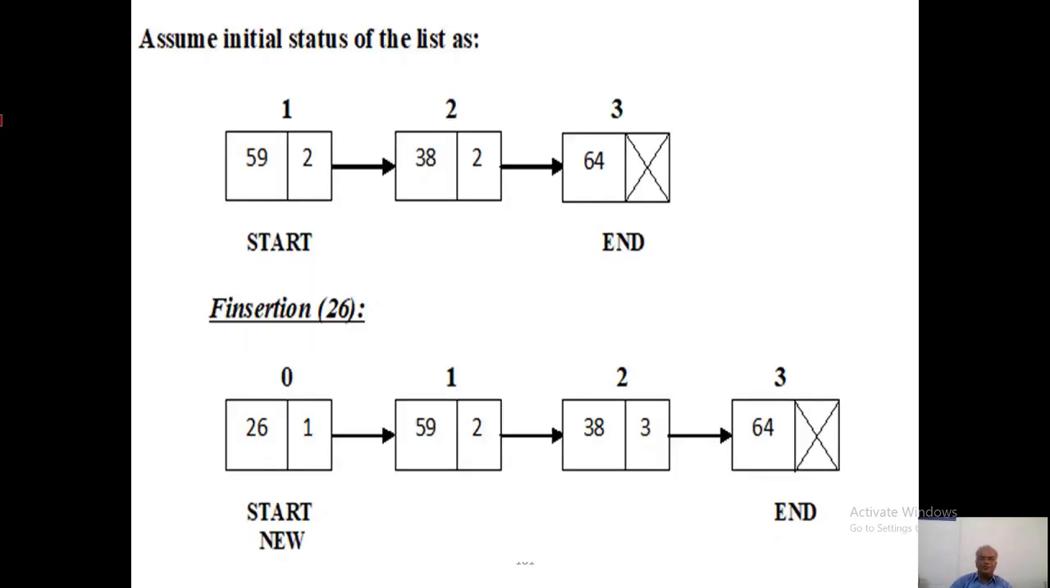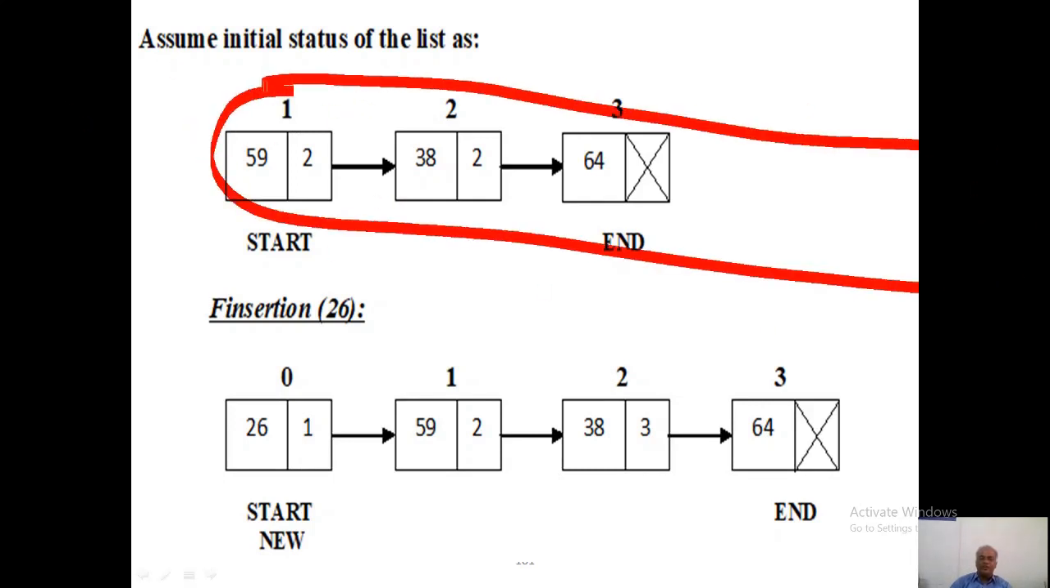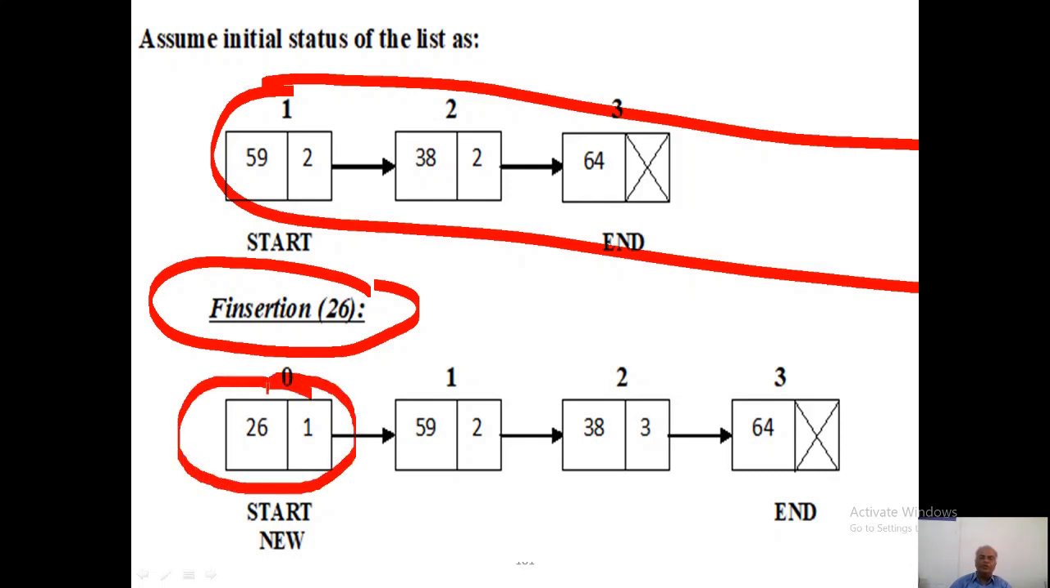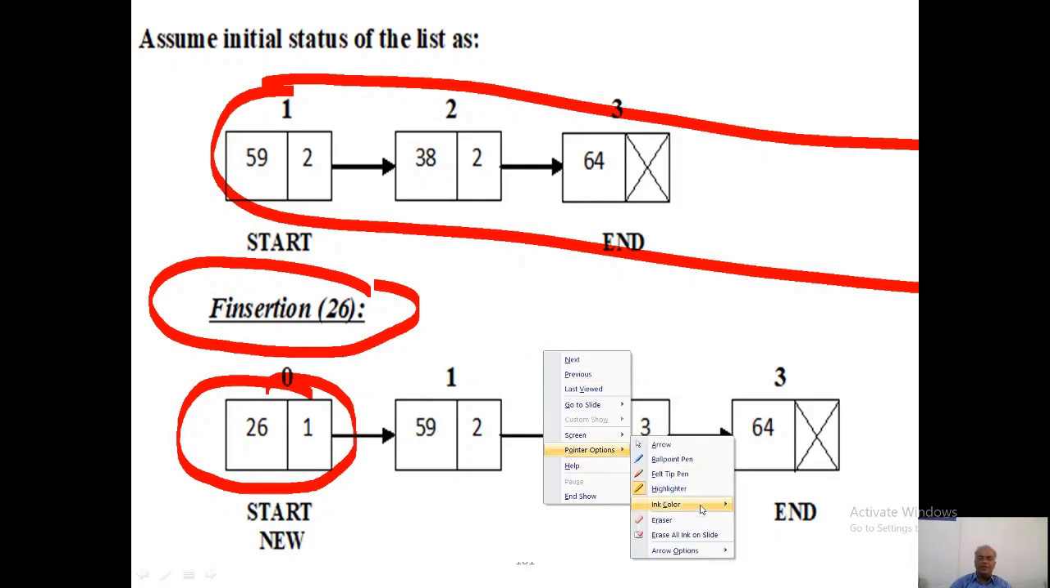So let's do this. We have three nodes. So that means the list has elements. Now we want to insert 26 at the front. Front means before the existing first node. So here it is checked, the front position can be inserted with the new node, and then this one is going to specify the next link address.